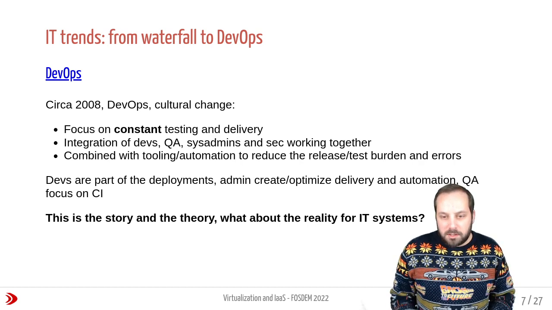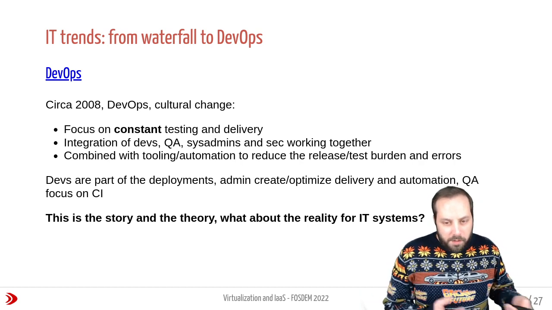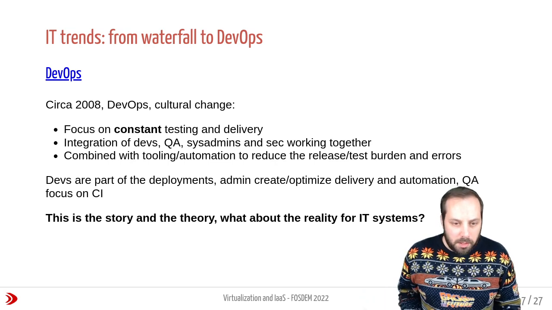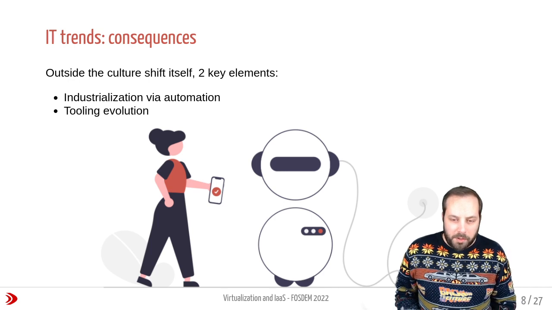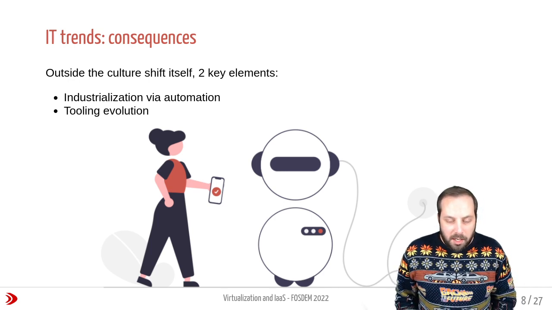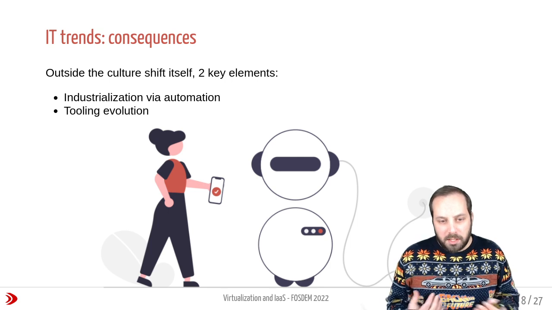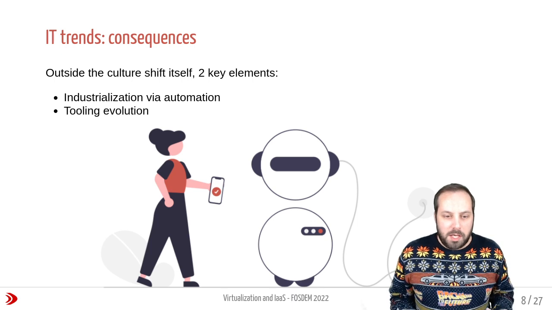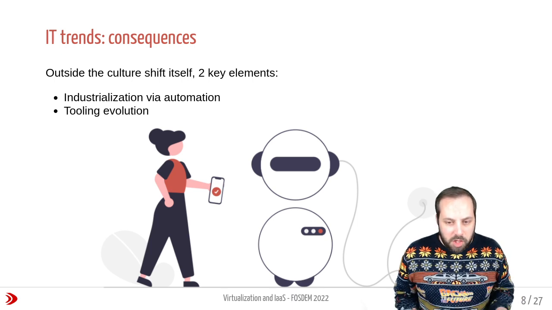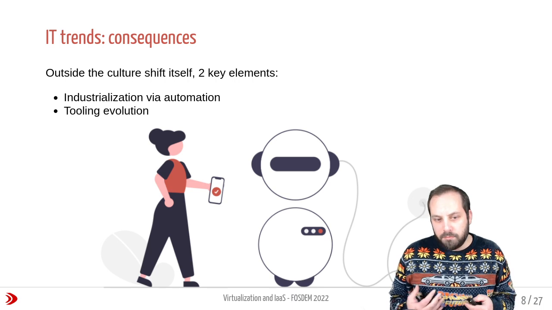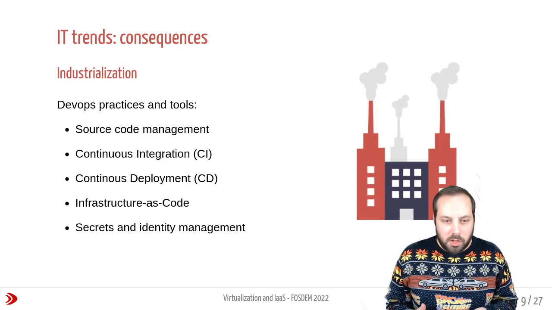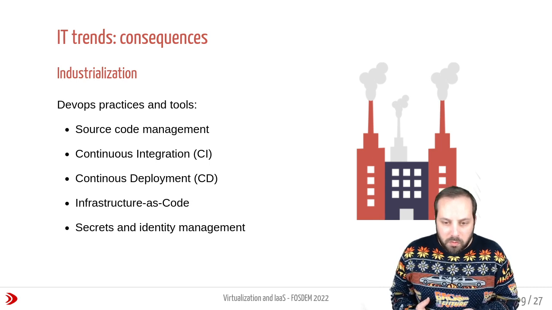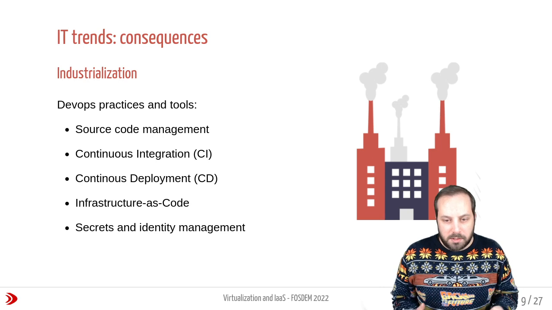So all of this is the theory, the three main things: waterfall, agile, DevOps. But after that, what does it mean for real? So the consequences of those trends are, outside the complete cultural shift, technically speaking, what does it mean? It means you have to industrialize your IT to get automation and get tooling that's able to manage this kind of automation. So for example, industrialization means you need to have some tools and practices to achieve that.